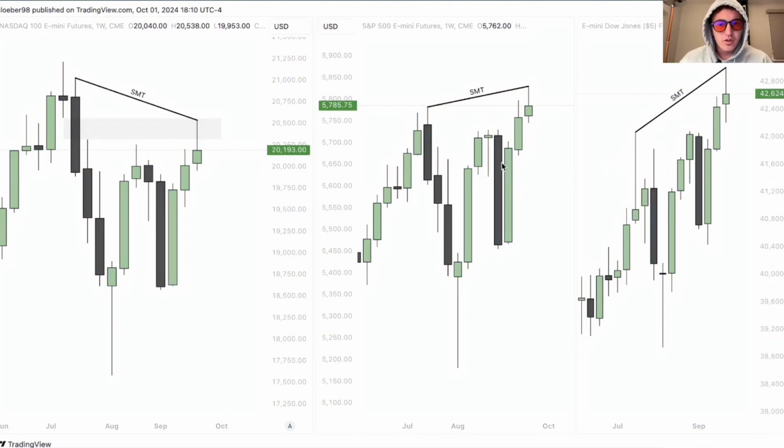So if I'm looking for lower prices, given my higher time frame analysis, I'm going to prioritize shorts on the NASDAQ compared to these two. Since we're on the weekly, our next aligned time frame that we would look at is the 4-hour. So we're going to look at the reaction off of that weekly key level on our 4-hour chart.